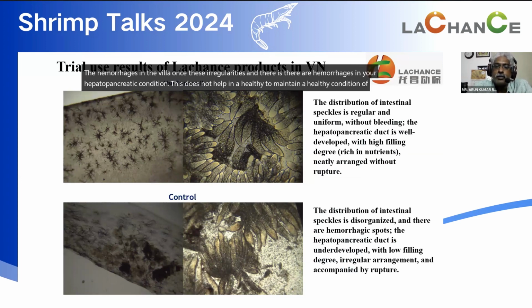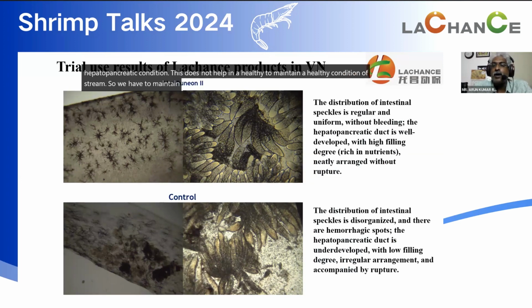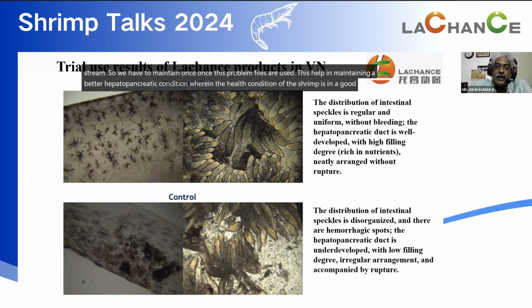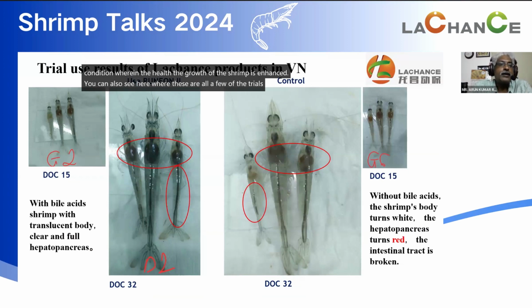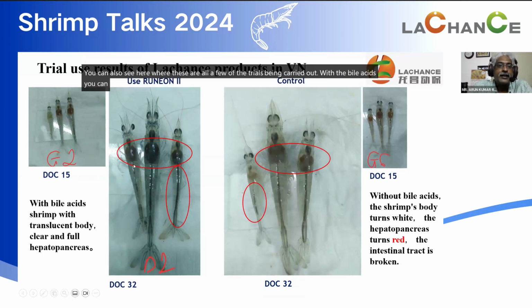So we have to maintain, once these bile salts are used, this helps in maintaining a better hepatopancreatic condition, wherein the health condition of the shrimp is good and the growth of the shrimp is enhanced. You can also see here a few of the trials being carried out with the bile acids. You can clearly see the health condition within 3 to 4 days of usage.